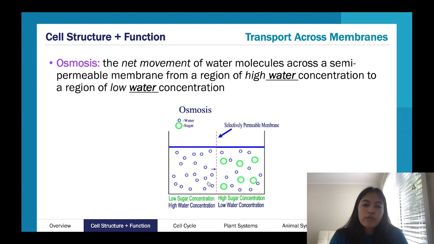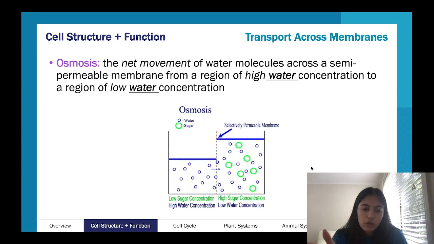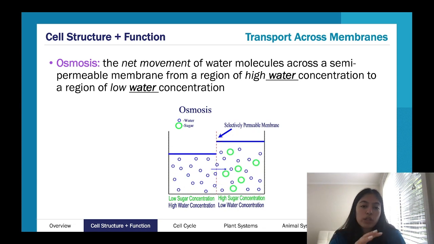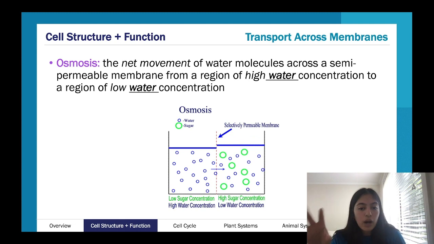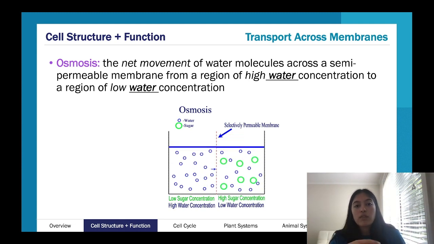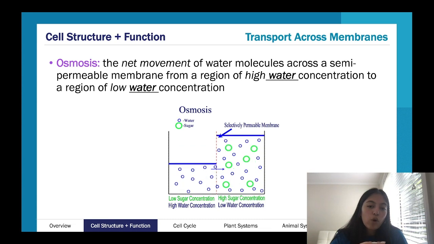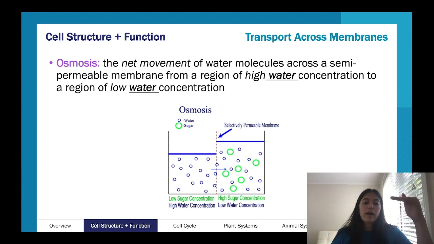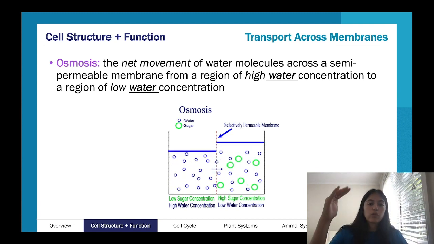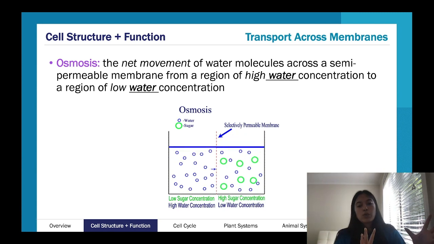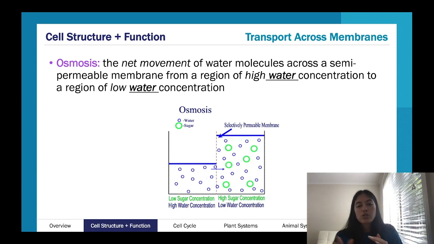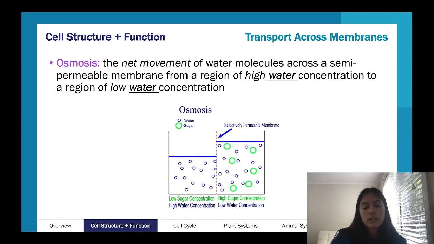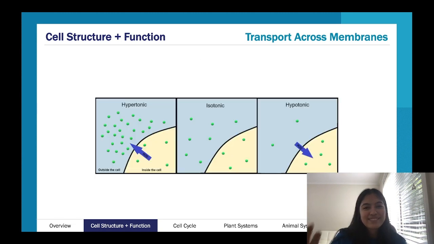So we're going from a region of high water concentration. If you look at the left, there are more water molecules there. You can count them individually. There are more water molecules on the left than on the right. So the water is going to want to achieve equilibrium, and that's why we're getting water moving to the right. And that's why we see the water level changing. The amount of water on the left decreases and the amount of water on the right increases, because we're moving towards the right side to try to equalize the level of water. Hopefully that makes sense.